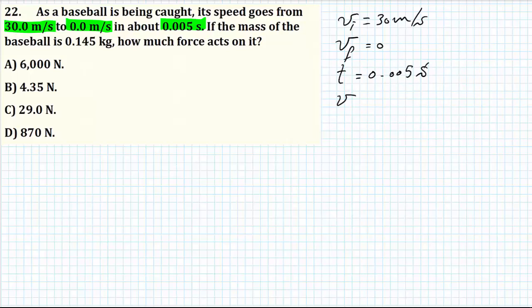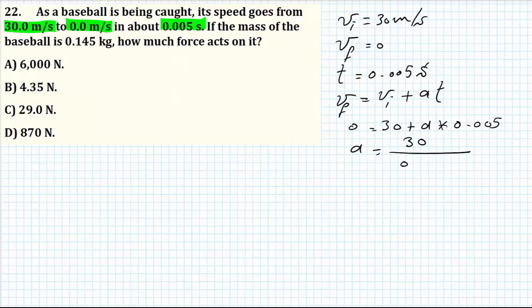So I can use the first equation of motion. V final equals V initial plus AT. V final is 0, V initial is 30. Acceleration times time is 0.005, so I can find the acceleration from here. 30 divided by 0.005, that's 6,000 meters per second squared.